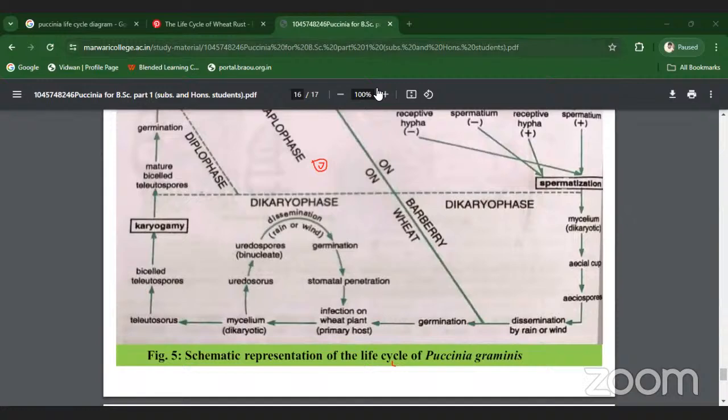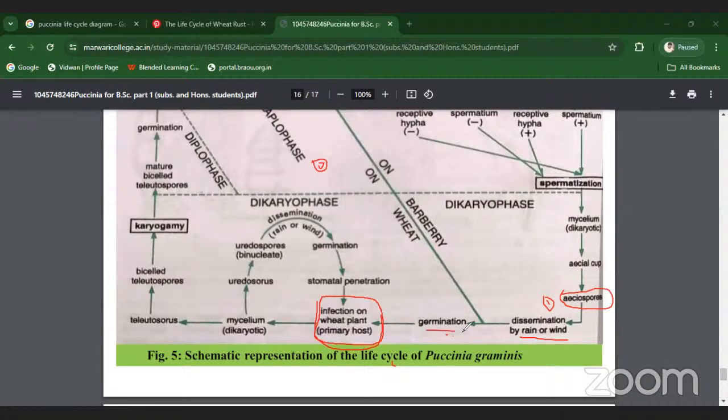First, it is not completely clear, but anyway. The life cycle starts with aeciospore. This is the first one. The aeciospore is disseminated by rain or wind. It infects which plant? Now it infects wheat. Here remember, wheat is the primary host. It infects the primary host.